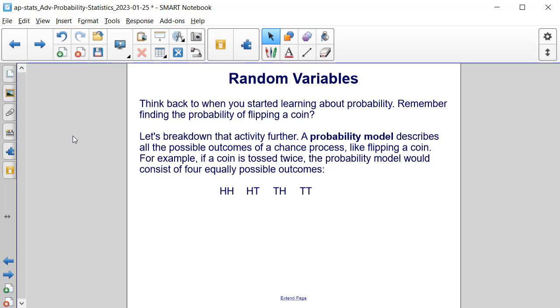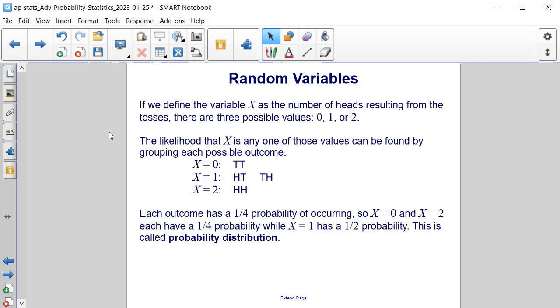For example, if a coin is tossed twice, the probability model would consist of 4 equally possible outcomes. You could get heads and heads, heads and tails, tails and heads, or tails and tails. If we define the variable capital X as the number of heads resulting from the tosses, there are 3 possible values: 0, 1, or 2. The likelihood that capital X is any one of those values can be found by grouping each possible outcome according to the number of heads that are found.